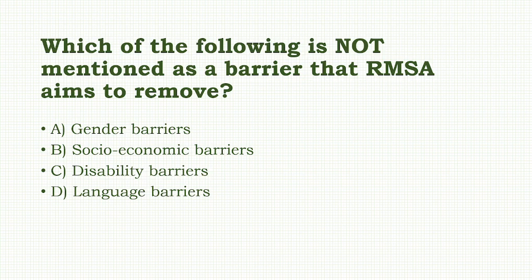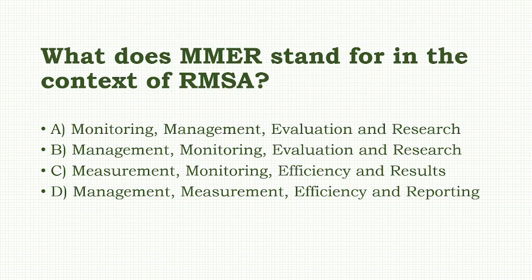Which of the following is not mentioned as a barrier RMSA aims to remove? Option: Gender barrier, socio-economic barrier, disability barriers, language barriers. Answer of this question is option D, that is language barriers.